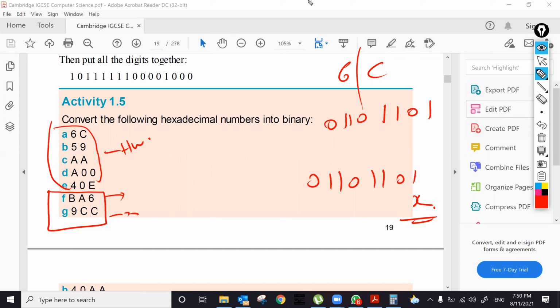Finish? Yes. Okay. What are the answers?